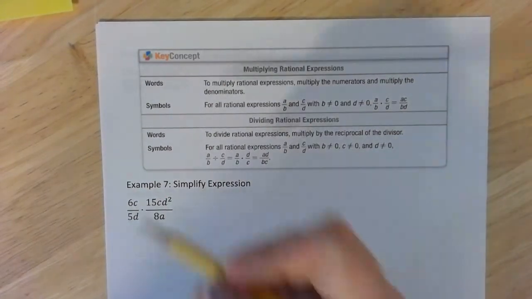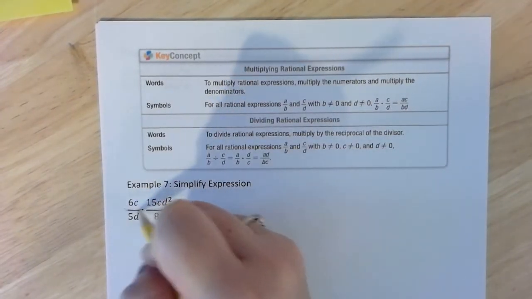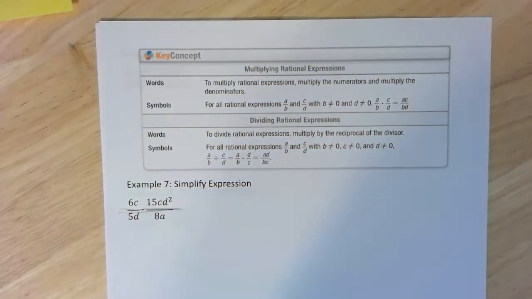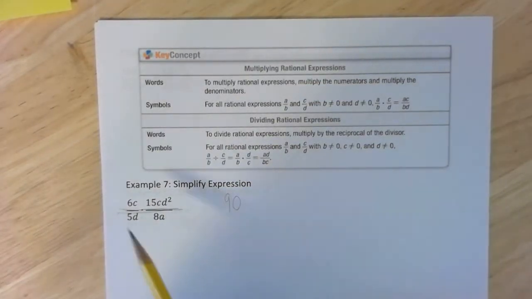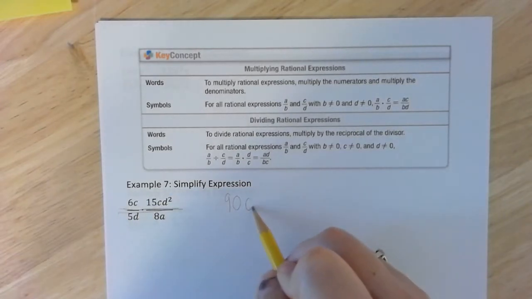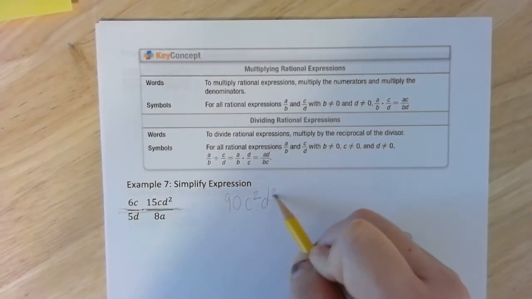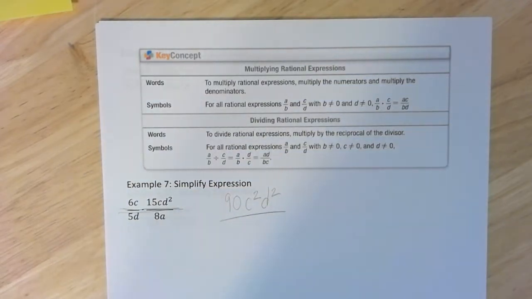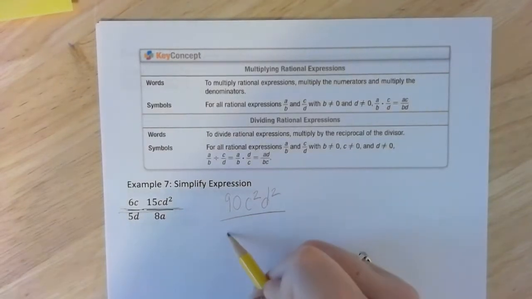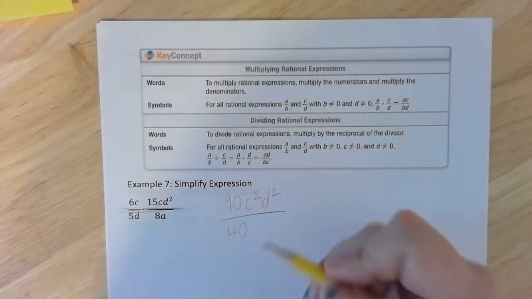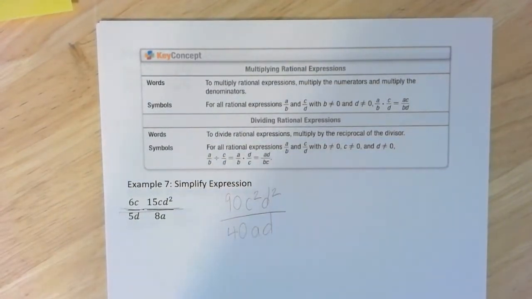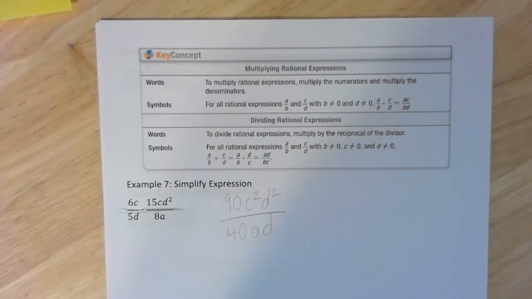What I like to do is make this line a tad bigger, and we're going to go straight across. Okay, so it's 6 times 15, which is 90. C times C is C squared. And then we have a D squared. 5 times 8 is 40. You have a D and an A. I always like to write it alphabetical just because that's standard form. So I'm going to write AD.